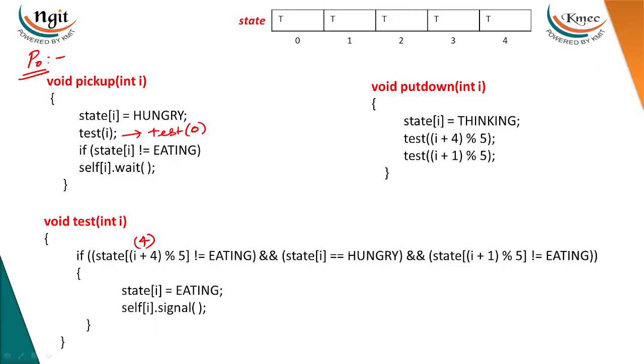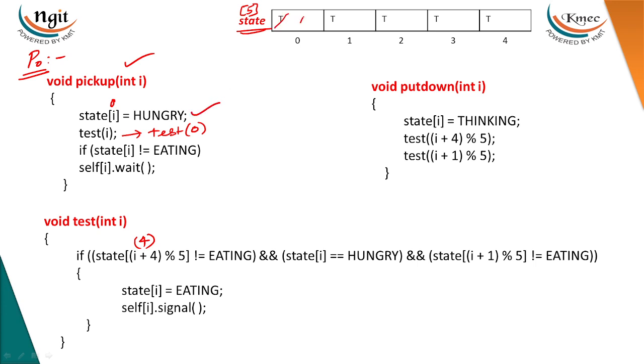Okay, so let's see this one. Let us take philosopher P0, who wants to eat. Initially, the state array declares that all are thinking. So what is the condition for picking up? First, we need to set state of 0, that is philosopher 0, to hungry.